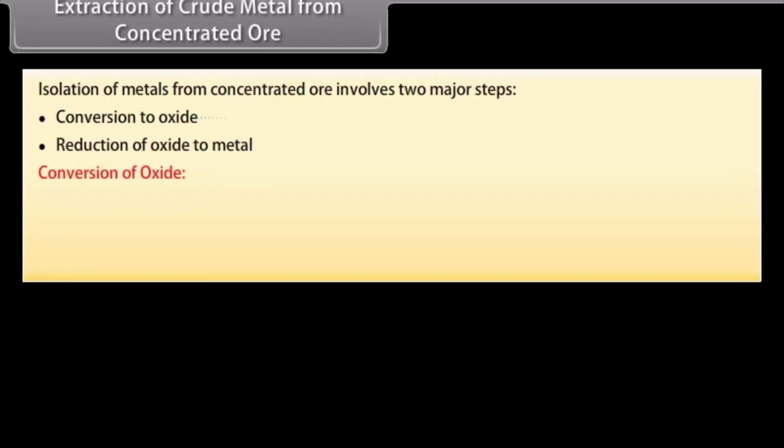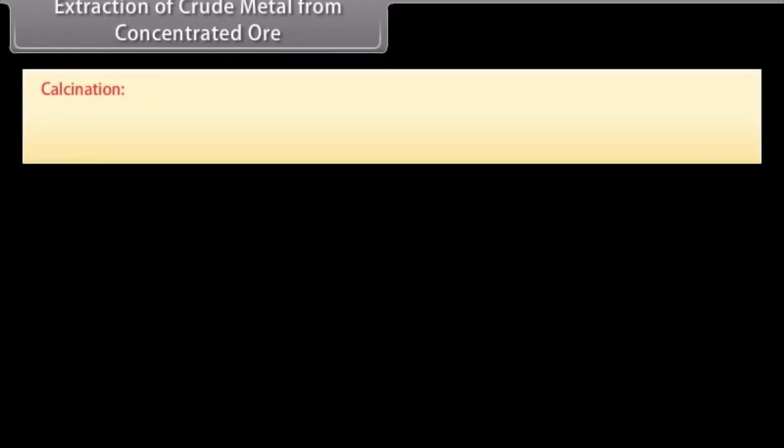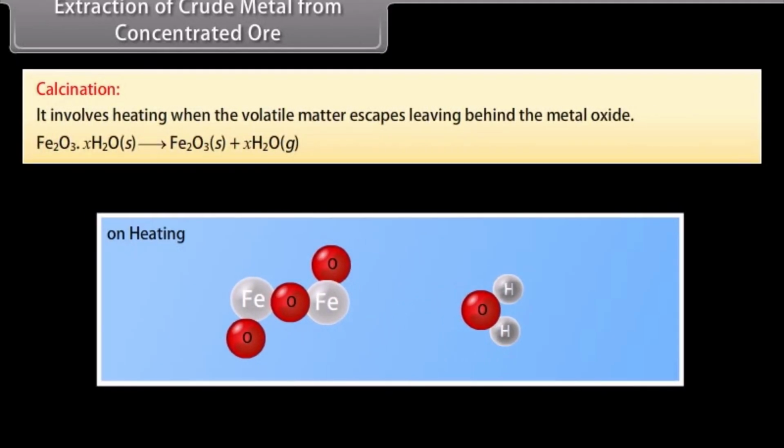Conversion of oxide. It is easier to reduce oxide than sulfide or carbonate ore. This can be done by two methods: calcination and roasting. Calcination involves heating when the volatile matter escapes, leaving behind the metal oxide.